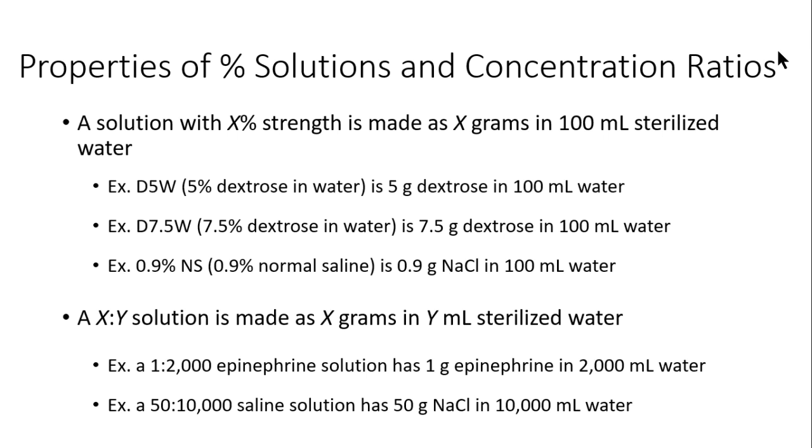As well, if you have 0.9% normal saline, it means there is 0.9 grams of salt, NaCl, in 100 milliliters of water. Then, if you have an X to Y solution, it means it is made of X grams and Y milliliters of sterilized water. So for example, if you have a 1 to 2,000 epinephrine solution, it means it has 1 gram of epinephrine in 2,000 milliliters of water. And if you have a 50 to 10,000 saline solution, it means you have 50 grams of NaCl in 10,000 milliliters of water.